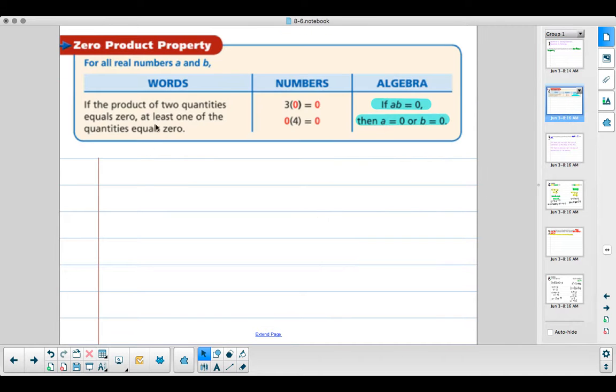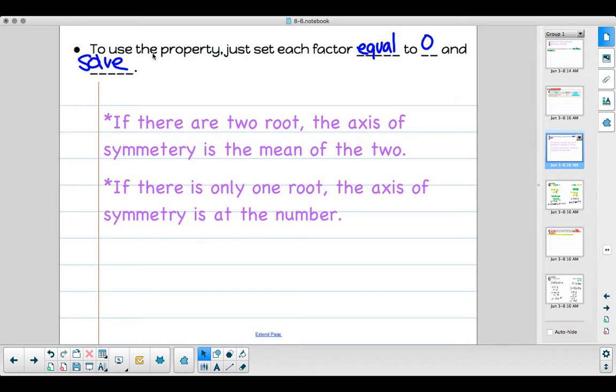What this property says is if the product of two quantities is equal to zero, then at least one of those quantities has to be equal to zero. So algebraically, if A times B equals zero, then either A is zero or B is zero. We use this concept to help us solve quadratics that are already factored or that can be factored. So basically you factor the quadratic and then you just set each of those factors equal to zero and solve.